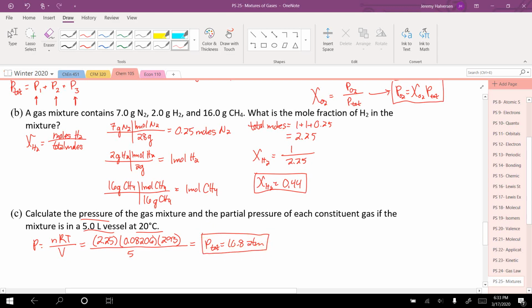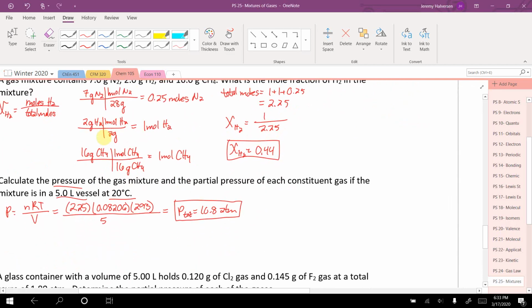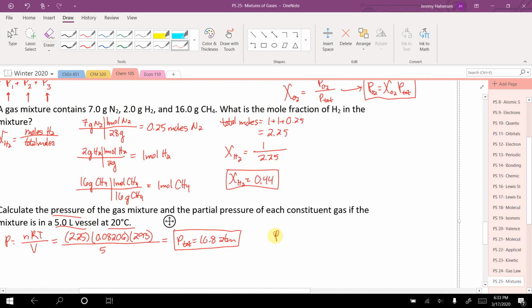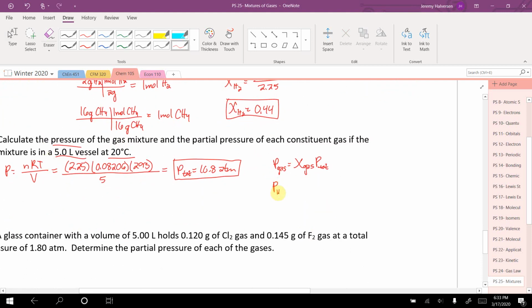That's my total pressure. Now I want the partial pressure of each constituent gas. Well, I know from up here that the pressure of a gas is going to equal the mole fraction of that gas times the total pressure. Well, I know the mole fraction of hydrogen, so let's do hydrogen first. So the partial pressure of hydrogen is going to be the mole fraction of hydrogen times the total pressure that I just found. And that gives me 4.8 atmospheres.